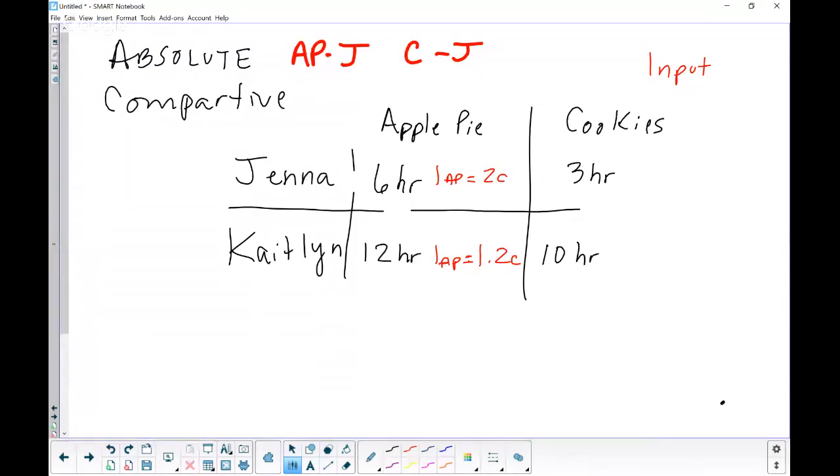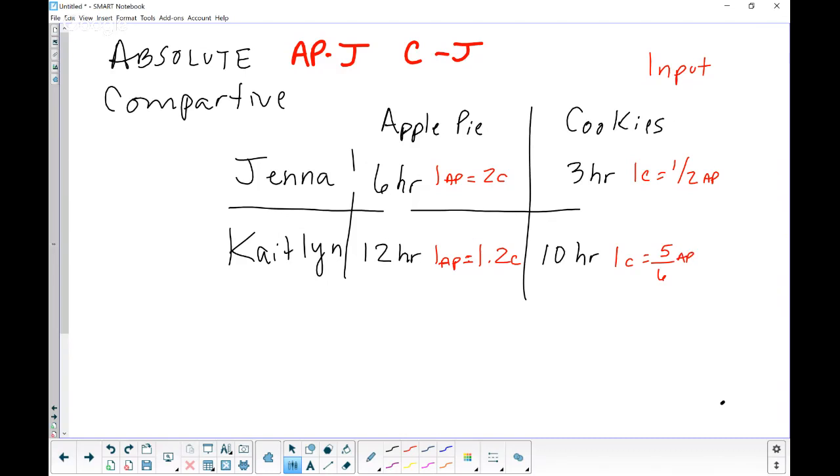So let's go over here. In this case, we're going to be using reciprocals, which is nice. So you've already done the math. So it's 1 cookie for 1/2 of an apple pie. And over here, it's going to be 1 cookie for, well, it's 10/12, so 5/6 of an apple pie. Okay.